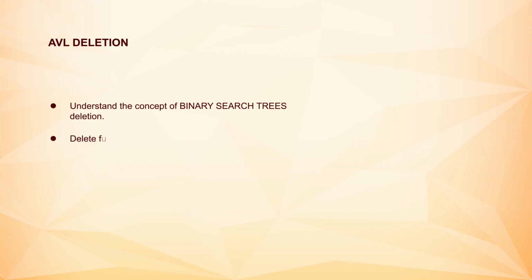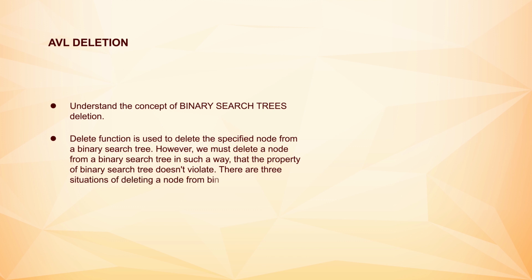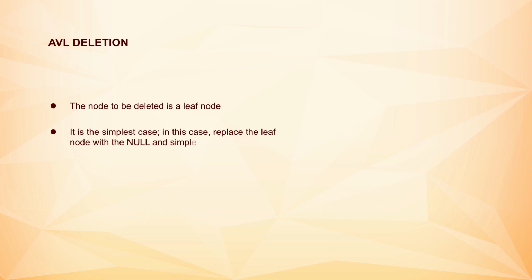So the deleting function is used to delete the specified node from a binary search tree. However, we must delete a node from a binary search tree in such a way that the property of the binary search tree doesn't get violated. There are three situations of deleting a node from a binary search tree. The node to be deleted is a leaf node. The first case is the leaf node we want to delete.